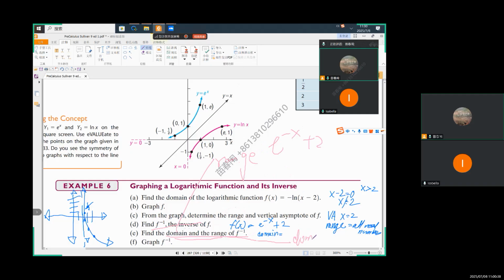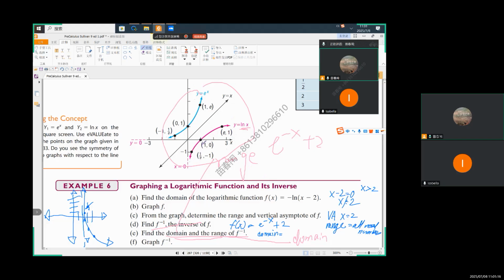Do you remember that pattern? It's not 0 because I thought the range is all real numbers. I don't remember that. So the domain of the inverse is the range of the original function, and the range is the domain. And also we can see it from the graph. You see your domain here for the inverse function is basically greater than 0, right? Isn't that the range for that one? The range for this one is greater than 0.